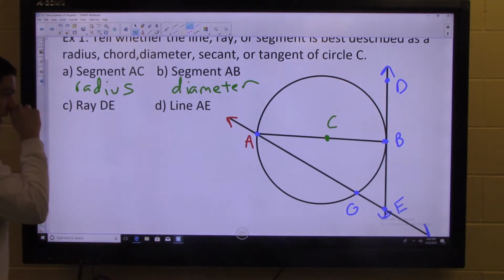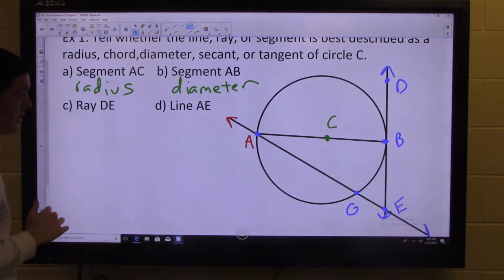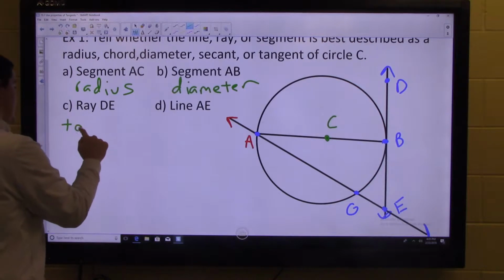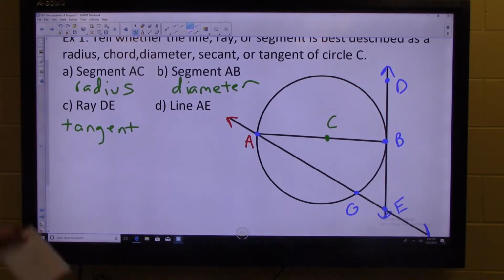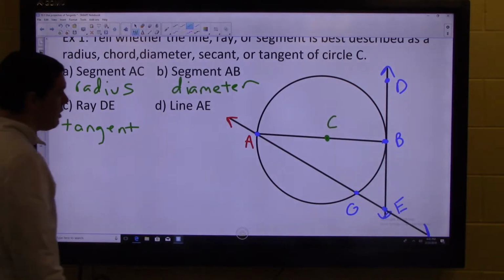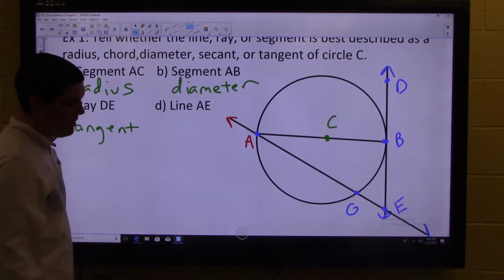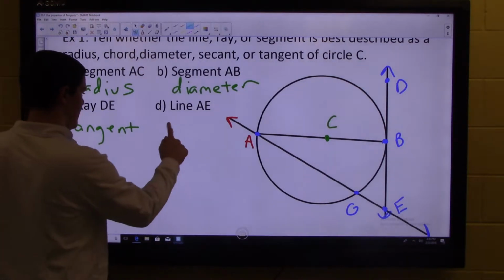All right, ray DE is going to be, hopefully you guys got that, a tangent line, or tangent ray. Rays can be tangent as well. And then line AE is, hopefully you guys got, a secant.